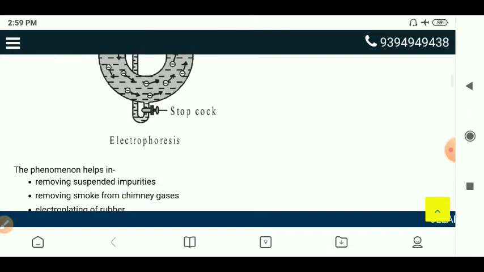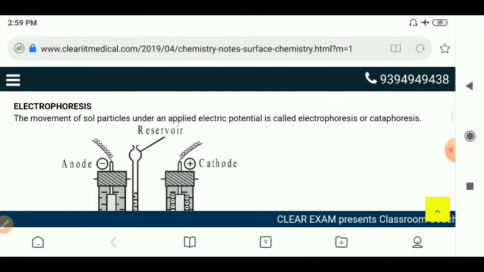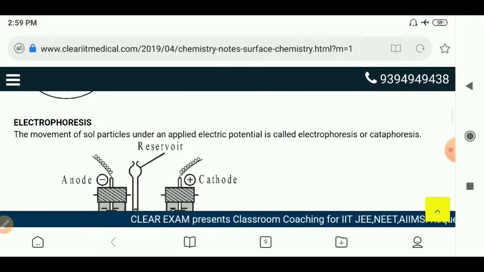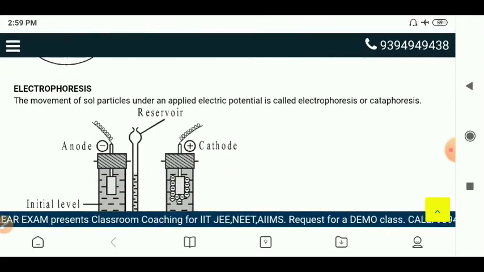So that's about electrophoresis or cataphoresis. What is electrophoresis? The movement of sol particles under an applied electric potential is called electrophoresis or cataphoresis.